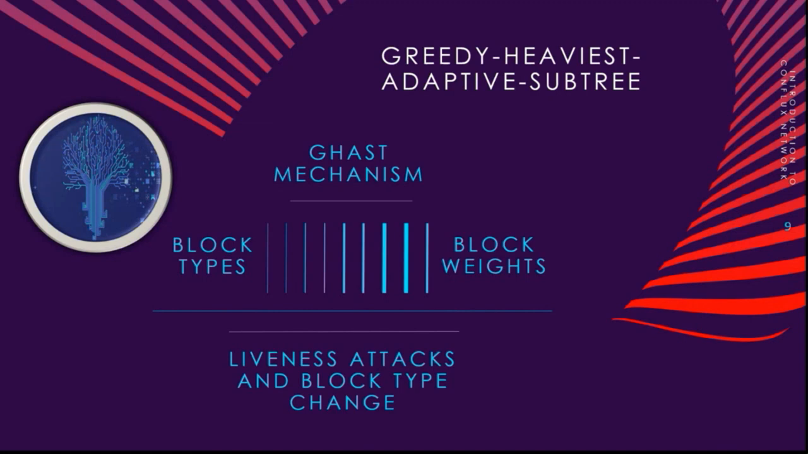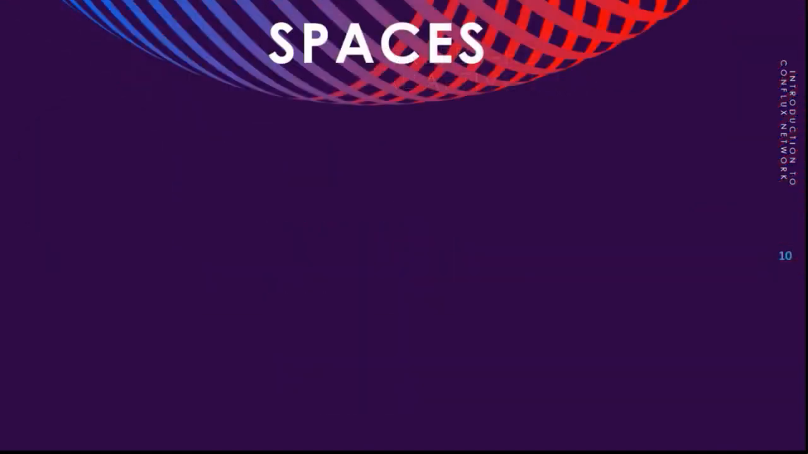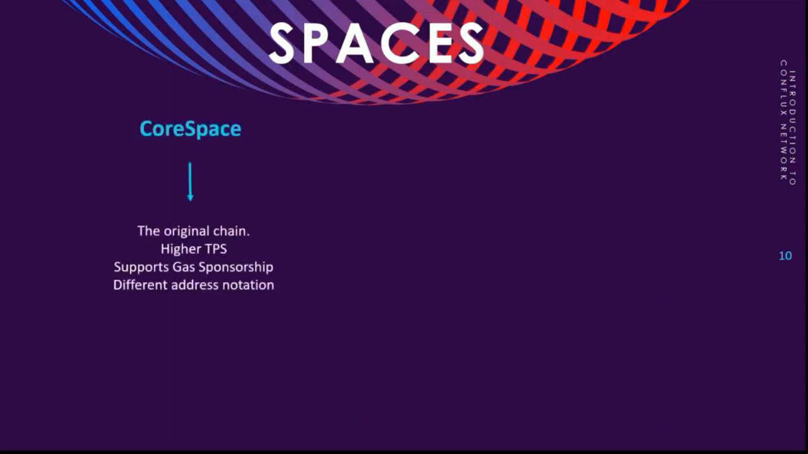Next, we will talk about the spaces. Conflux has two independent spaces. There is the core space and the e-space. Core space is the original chain and provides more network capacity. It wasn't called core space before. We changed the name after e-space was created, but actually before it was only the Conflux network.